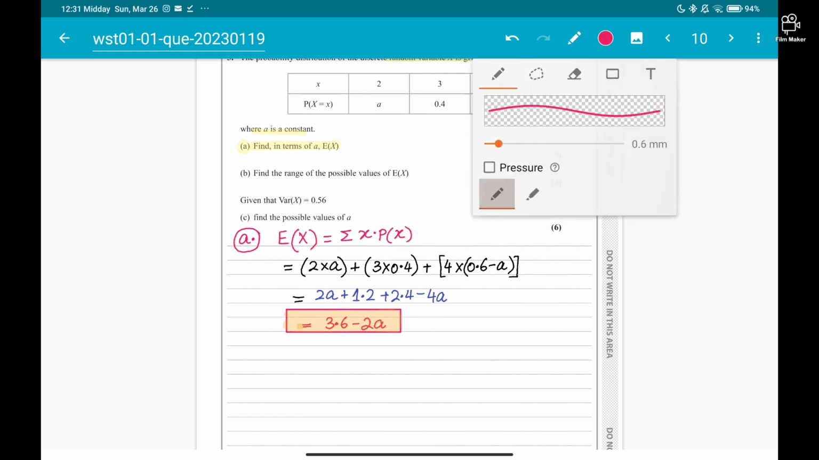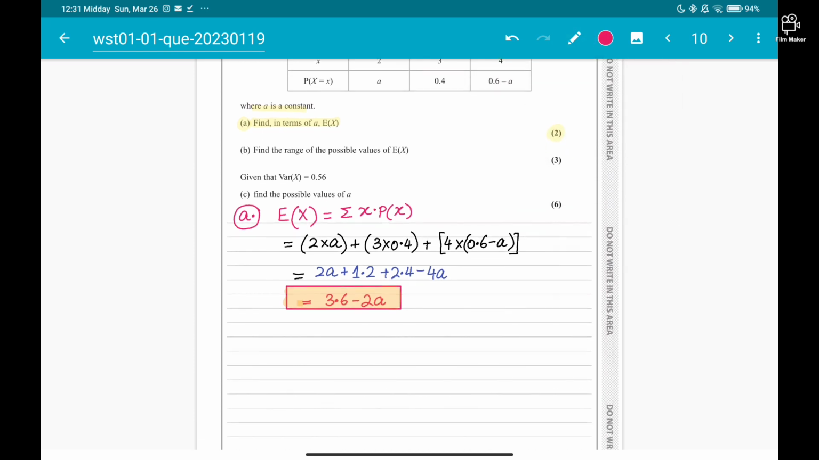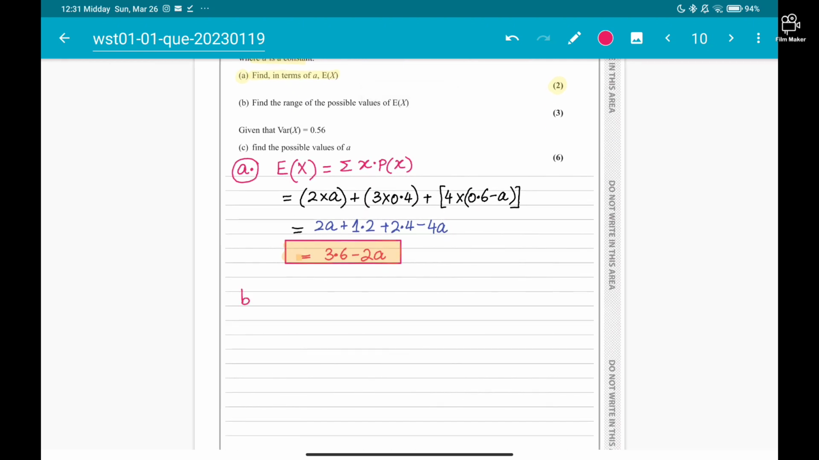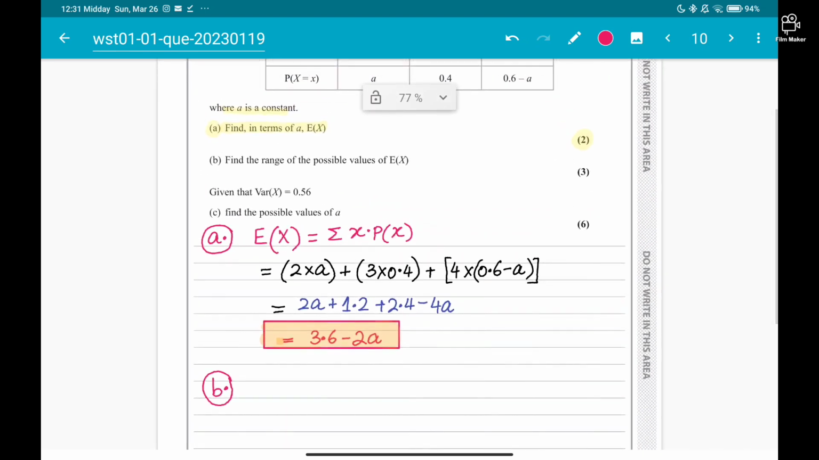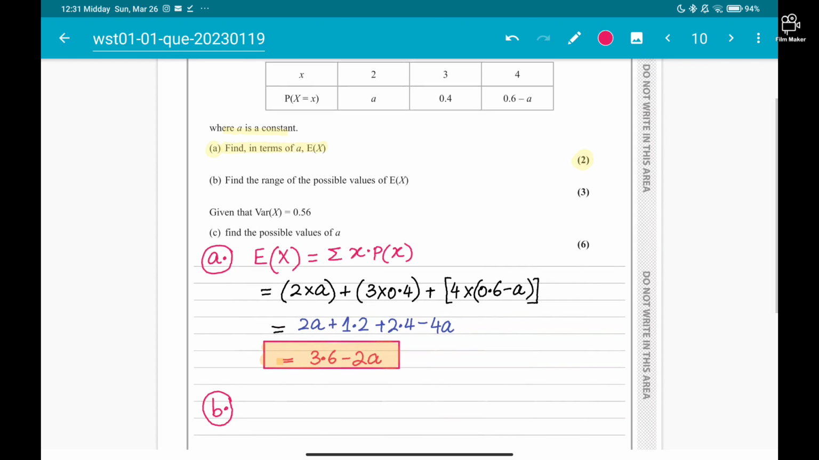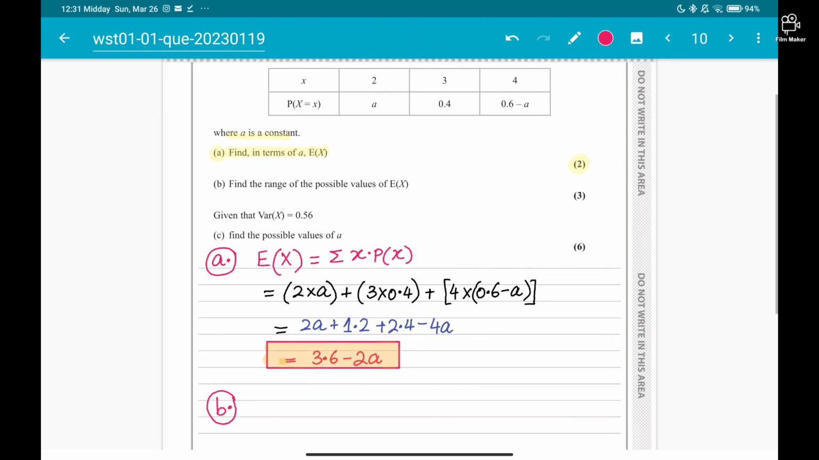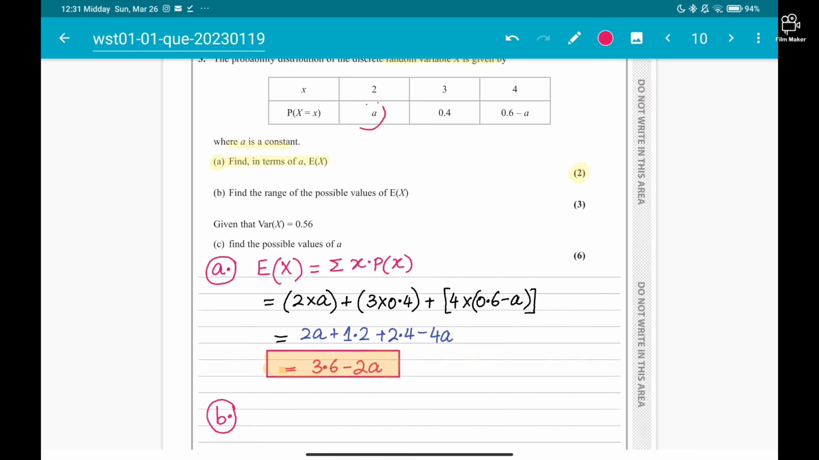Moving forward, we need to understand part B, which is for 3 marks, and then the 6 marks part, which is the huge marks. In part B you have to find the range of possible values of the mean, that is, where does the mean lie, what values can the mean take. For this, first we will need some basic understanding to get the possible values of the mean. First thing, what values can a take.